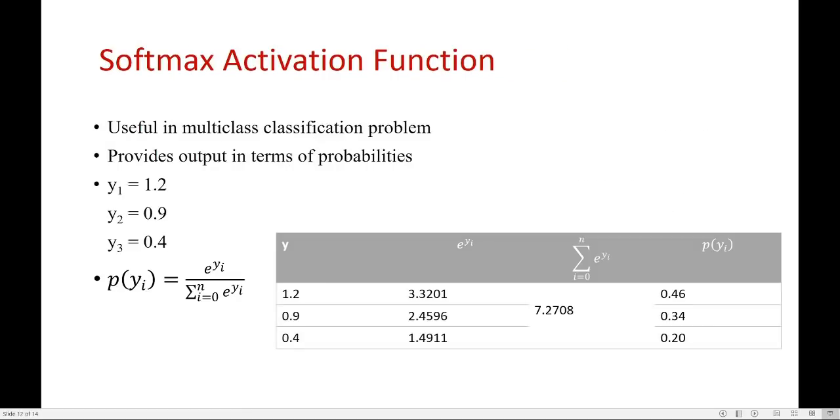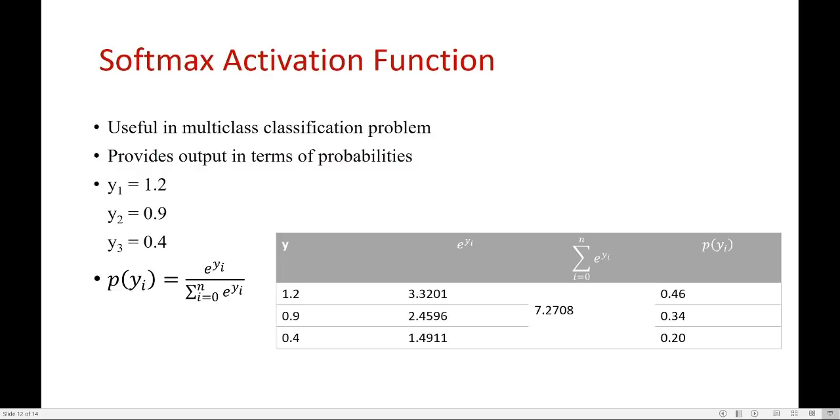The last activation function is the Softmax activation function. It is generally useful in multi-class classification problems. So till now we have learned the sigmoid activation function and the tanh activation function. These are very useful in binary classification problems where we are expecting zeros or ones.